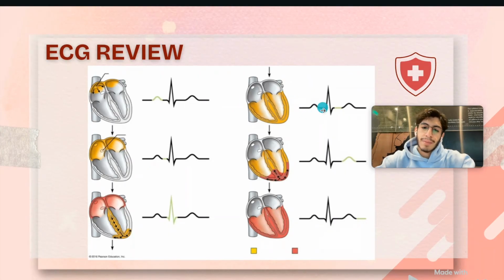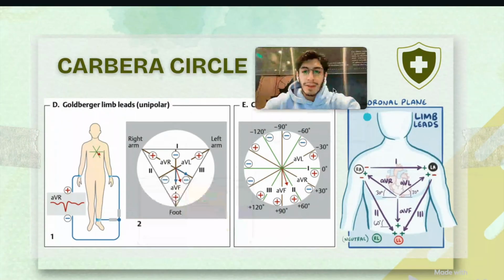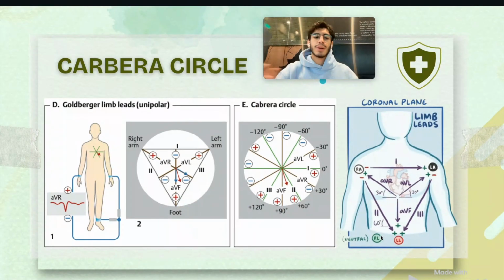There are some things that cause the deflections here, but you don't need to worry about that right now. Then you have the ventricles repolarizing, so that's what you're seeing here. It causes the T wave, and then it's fully repolarized, and it's normal. Now, let's go over the Cabrera circle.